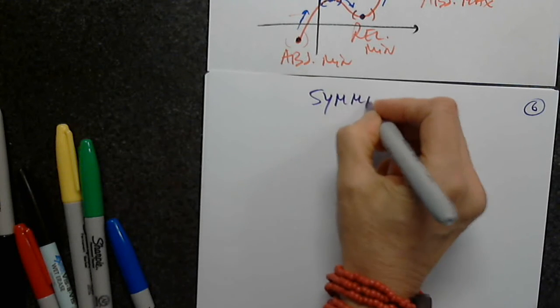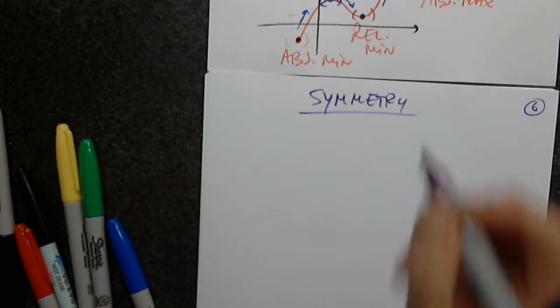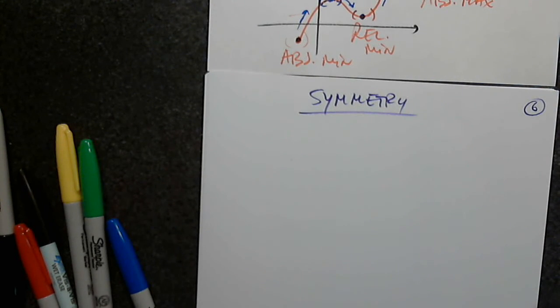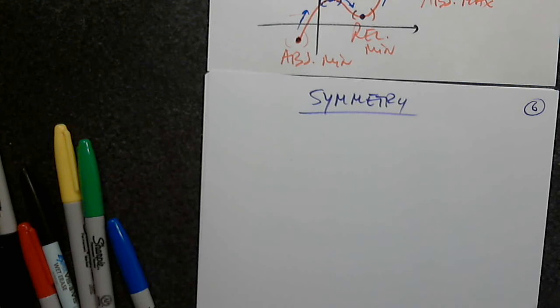Symmetry. So what we learned so far, we learned two topics about functions. One of them was about max, min, local max, local min. And the second one was about increasing, decreasing, or constant. This is a third concept that we want to look at, which is symmetry. Let's see if a function is symmetric or not.